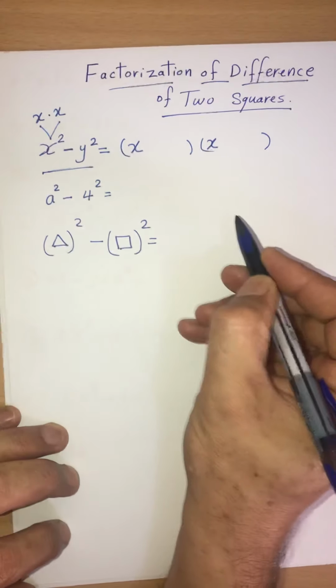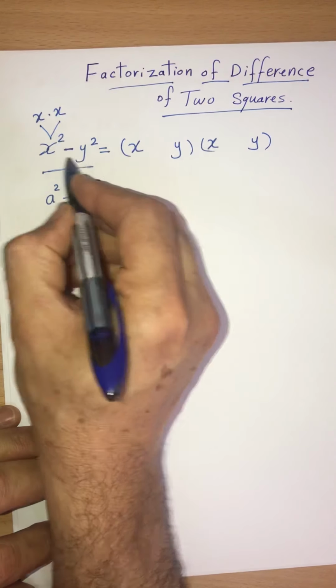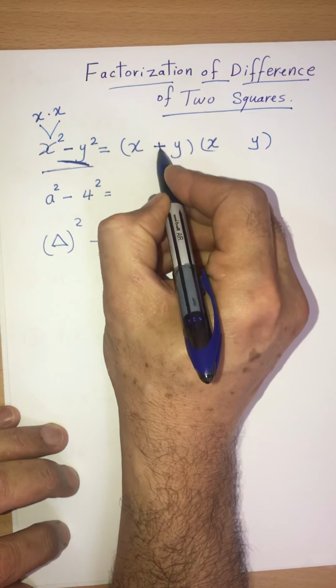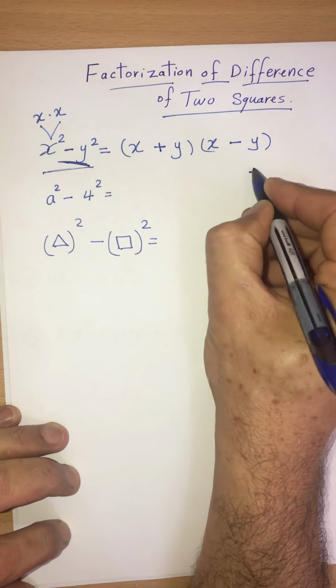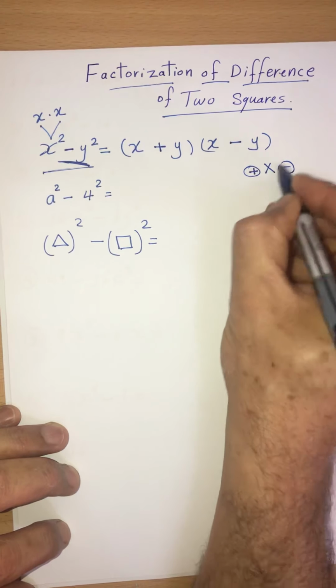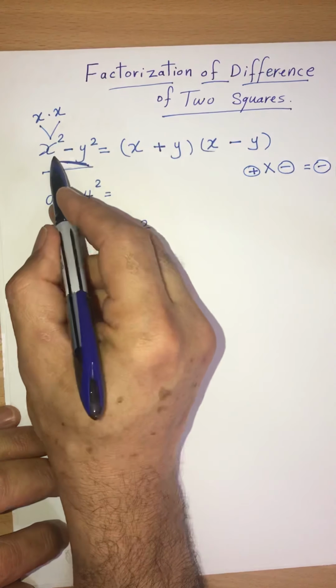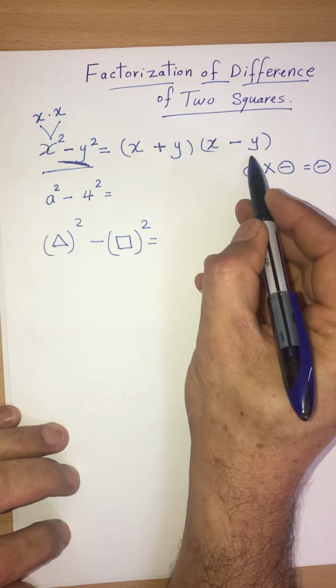That's it. The y squared is the same way, y times y. This y squared is negative, so it is factored into plus y and negative y. Each of us knows that a positive times a negative value is a negative value. That's it. So x squared minus y squared is (x plus y) times (x minus y).